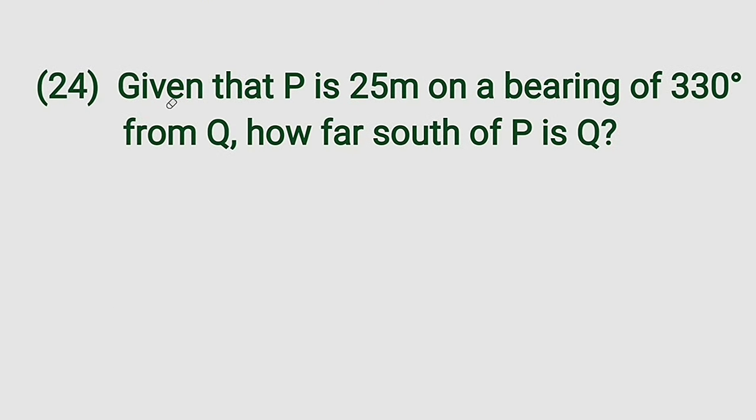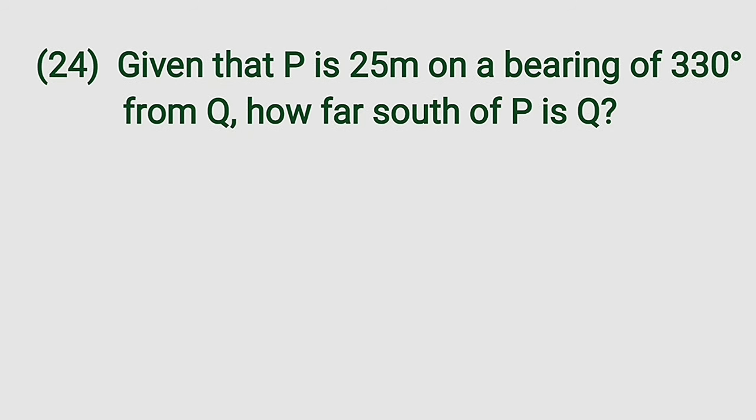Let's move on to question number 24. Question number 24 reads, given that P is 25 meters on a bearing of 330 degrees from Q, how far south of P is Q? All right, you should know that in bearing, the word from is very important. It indicates where you're going to construct that angle. So this angle 330 degrees will have to be constructed from Q.